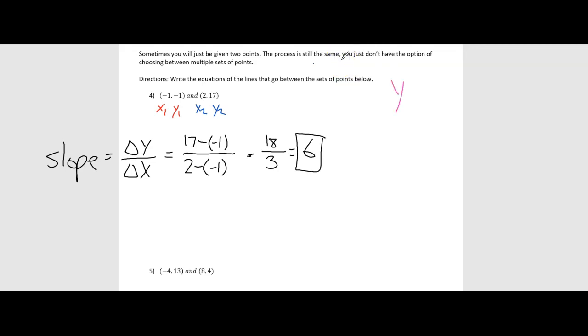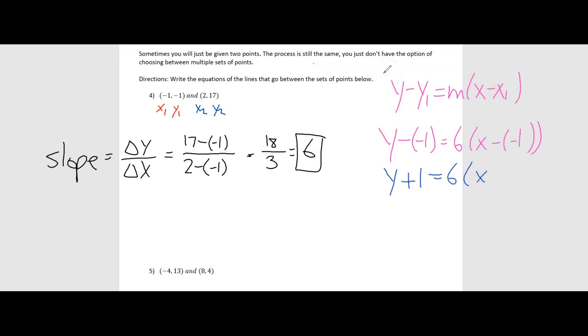Now I'm going to write out the general form of my point slope form. I'm just going to use the x1 and the y1 I already have labeled. So I have y minus negative 1 is equal to 6 times the quantity x minus negative 1. I'm going to simplify before I do any distributing. So I get y plus 1 is equal to 6 times the quantity x plus 1.